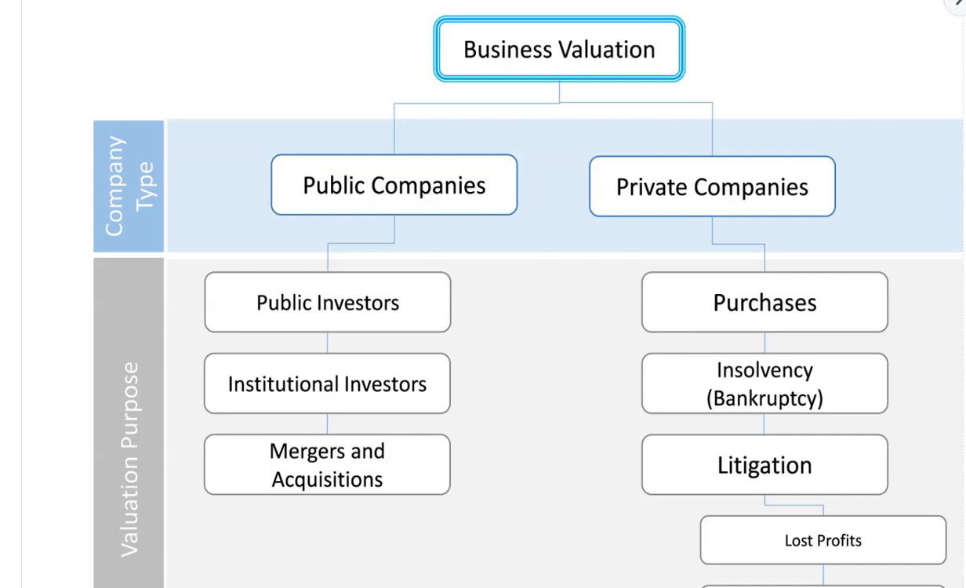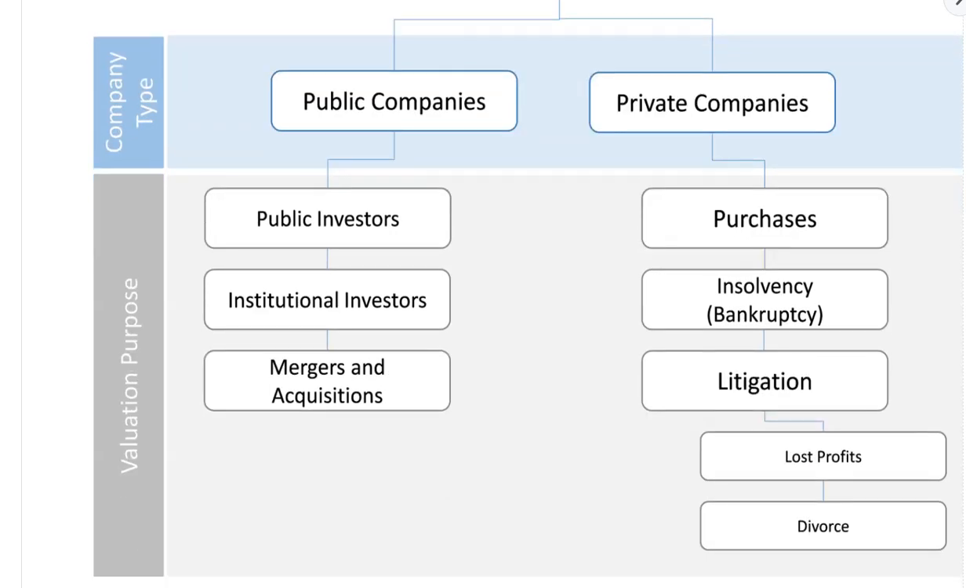So then a private company, that could be like your local mom and pop store, or it could be a large regional company that's just not publicly traded that needs to be valued. Then valuations are done for bankruptcy purposes, also done for litigation. An example of litigation would be a lost profits valuation, where the one company or the plaintiff asserts against the defendant that they caused an action that then resulted in lost profits for the plaintiff, and they're doing a valuation trying to seek retribution or recoupment of those lost profits.